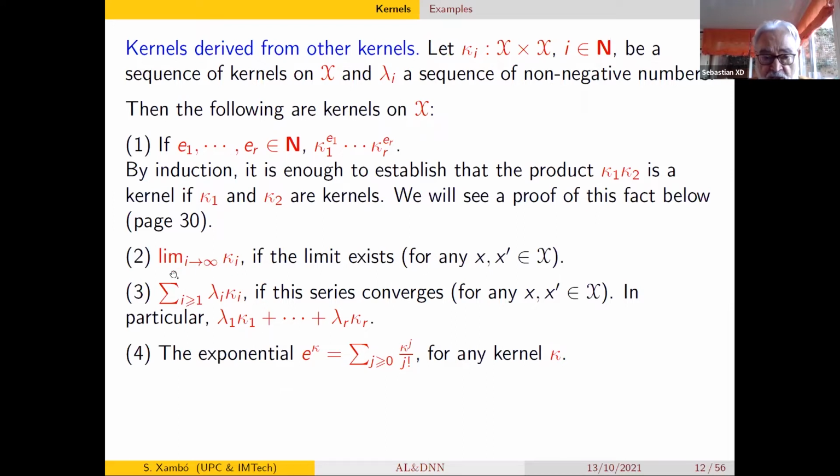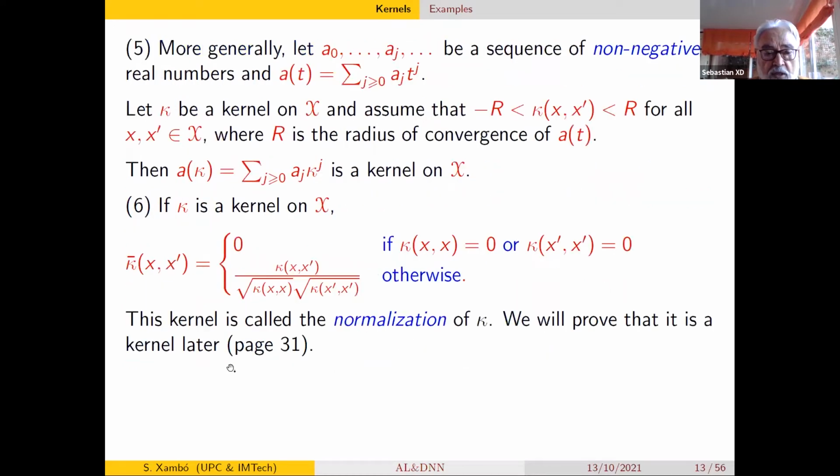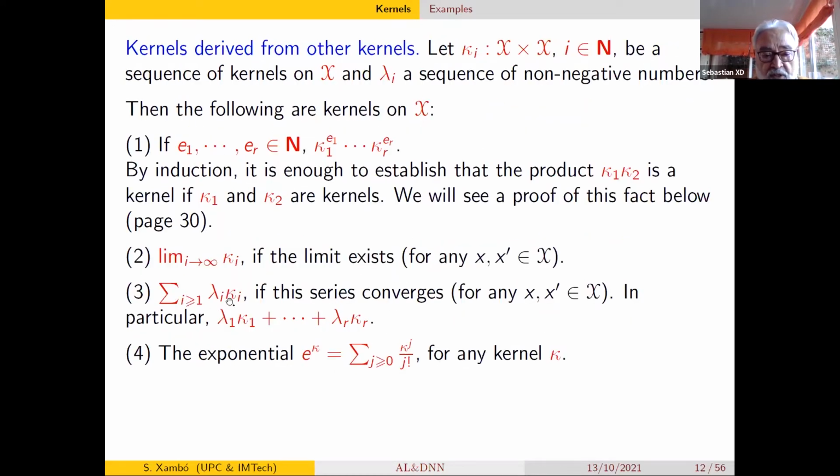Well, a special case of this number 2 is that if you have a series sigma for i greater or equal than 1 of lambda i kappa i, if the series converges, again, for any x, x prime in curly X, then the sum of this series is a kernel. In particular, a linear combination, of course, I didn't say this. Yes, I said this, lambda i are non-negative. In particular, for lambda 1, ..., lambda R non-negative, this linear combination is also a kernel.